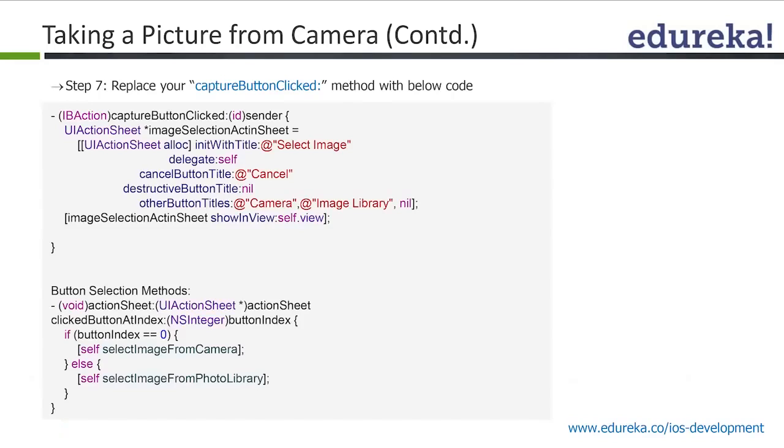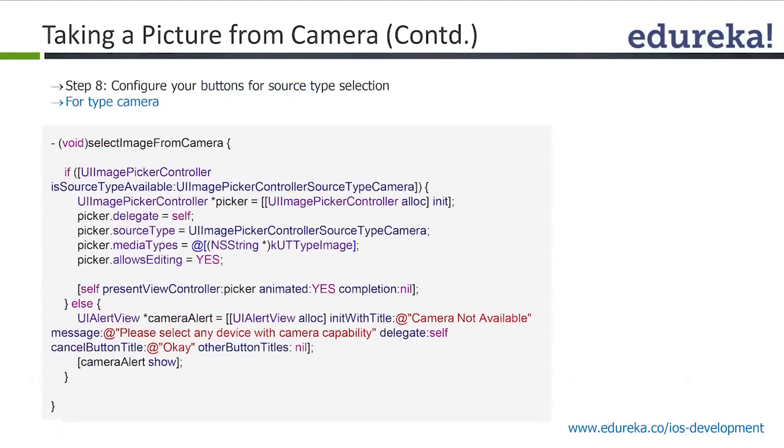So let's say the user has clicked camera. This is the first button you have, and the buttons in the action sheet are 0 indexed in an array. If the button index is 0, you are going to call a method called select image from camera. Or if the user clicks on image library, then you are going to call the select image from photo library method. So whenever you call these methods, you have to select an image from the camera.